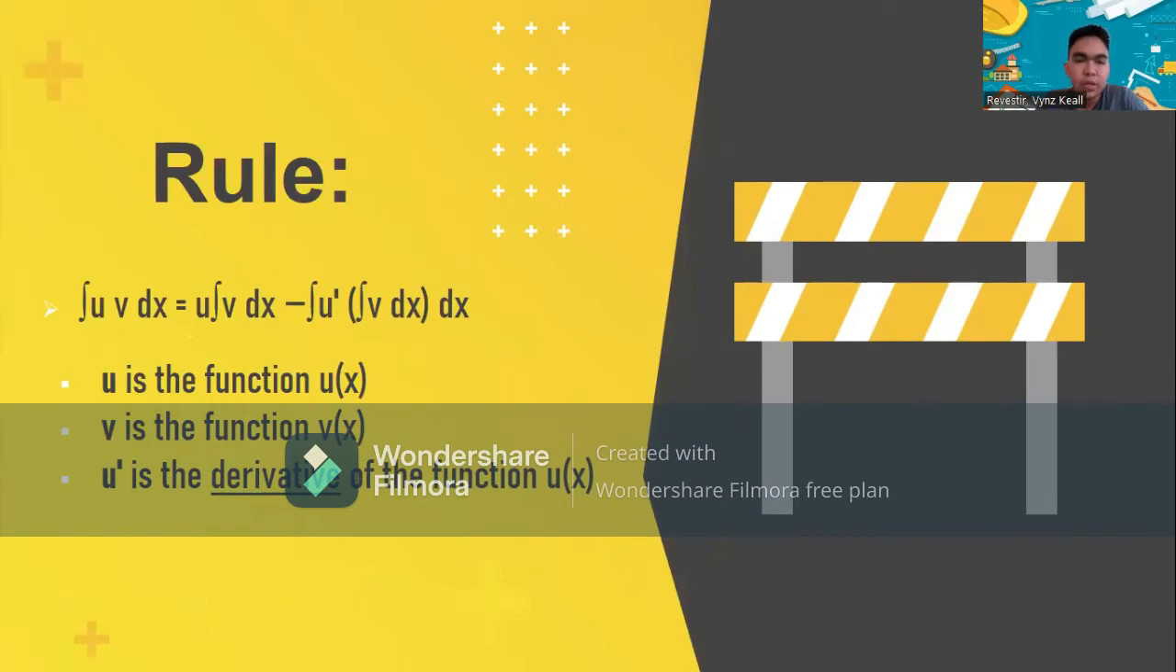The rule in solving integration by parts. So here it is. The integral of u v dx. u symbolizes the function of x, and u prime is the derivative of the function u of x. So this is the formula: u times the integral of v dx, minus the integral of u prime times the integral of v dx. So this is the rule and the formula in using the integration by parts method.